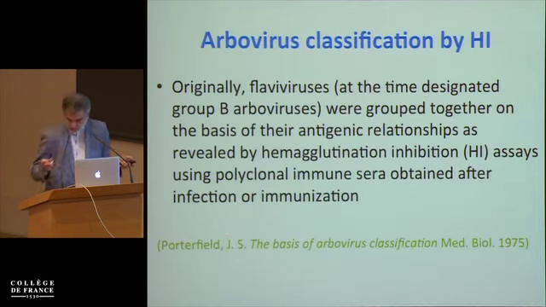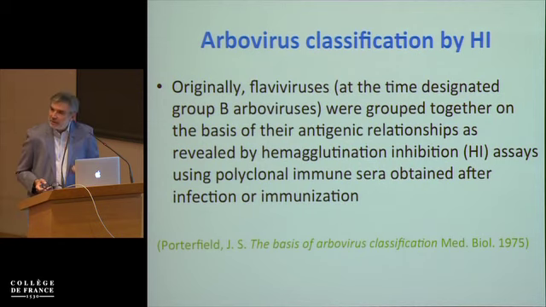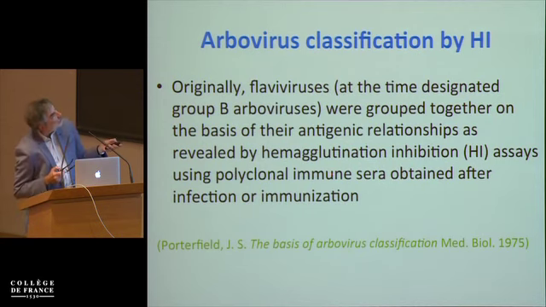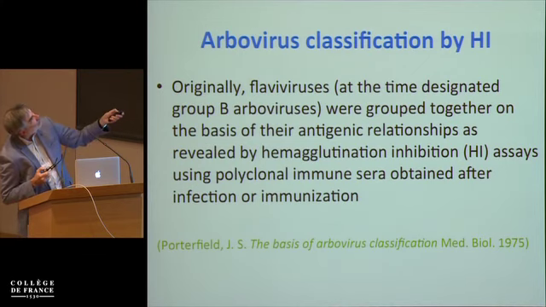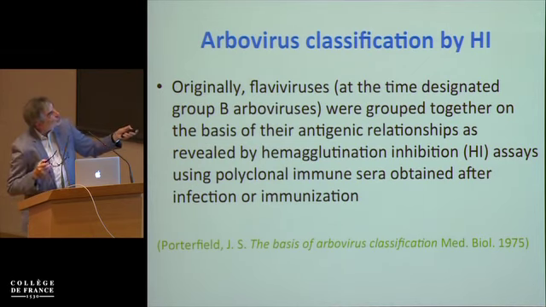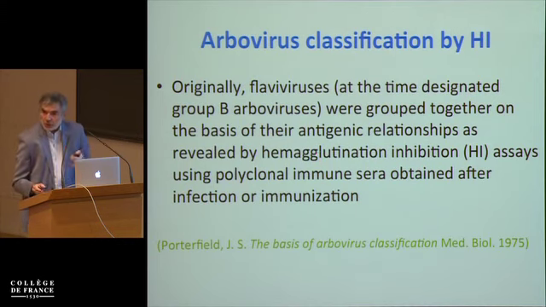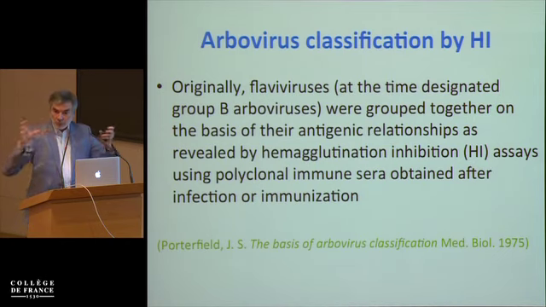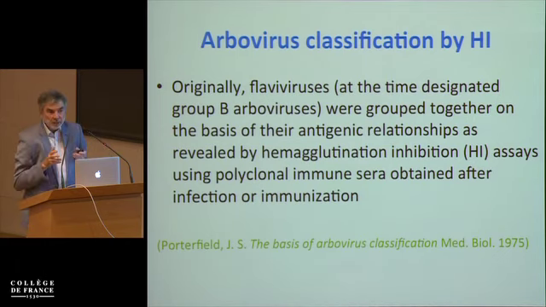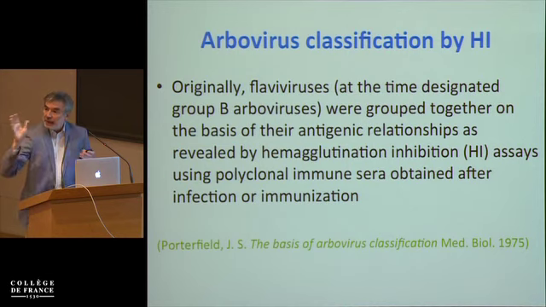Historically, the flaviviruses used to be called group B arboviruses, which were grouped together on the basis of their antigenic relationships by a reaction called hemagglutination inhibition. You put the virus in the presence of erythrocytes and you lower the pH. The envelope protein will expose the fusion loop that is important for fusion, and that would agglutinate erythrocytes. This is different from influenza hemagglutinin, which binds sialic acid, for instance.